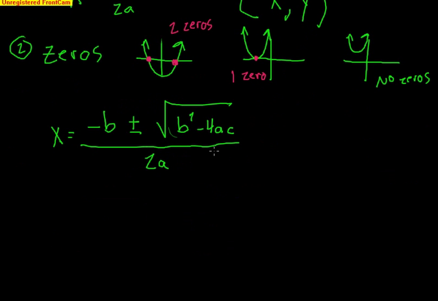So let's look at a couple examples here, and let's actually go ahead and do that. So the first example I want to take a look at is x squared minus 2x minus 15. So the function is x squared minus 2x minus 15. And let's first go ahead and identify a.